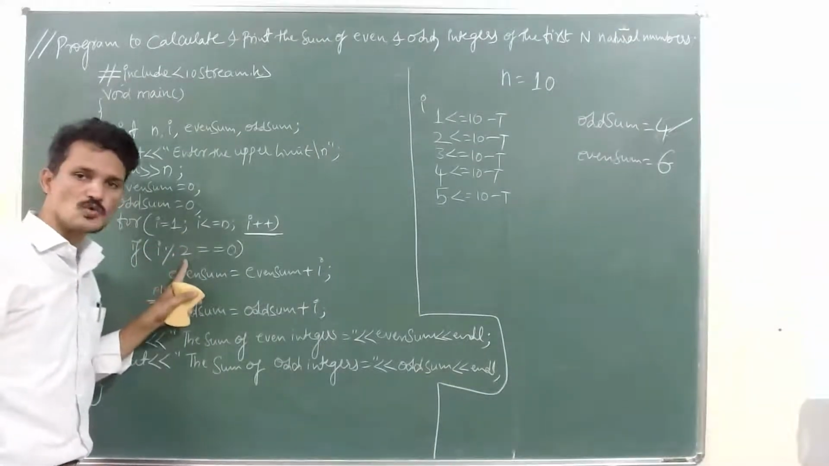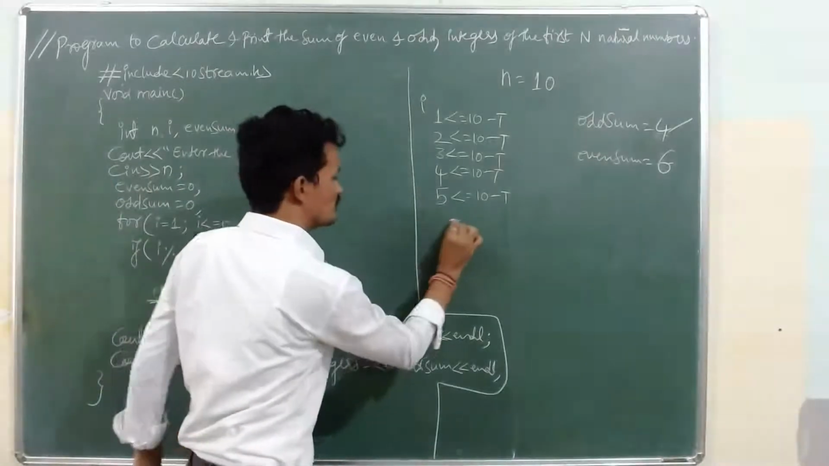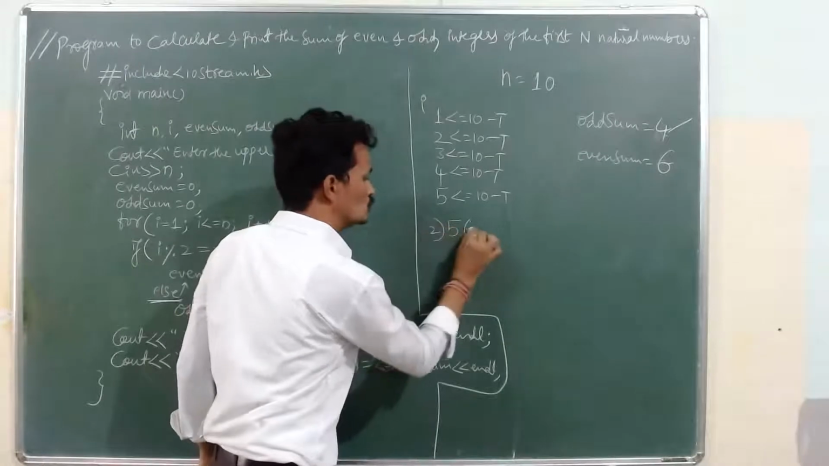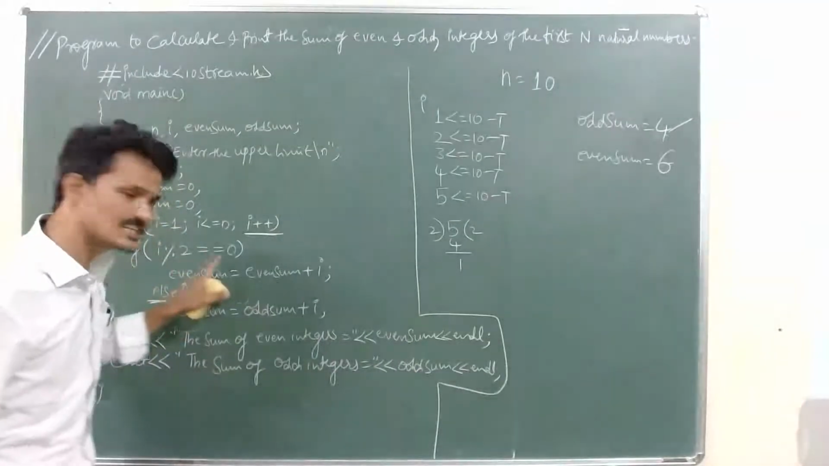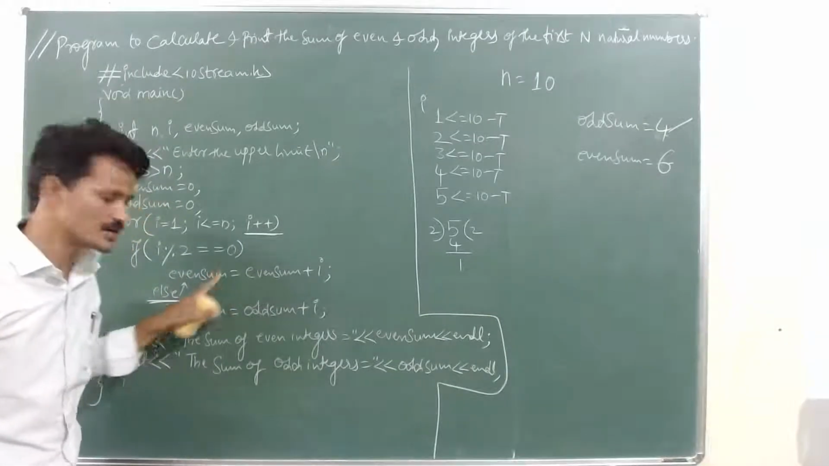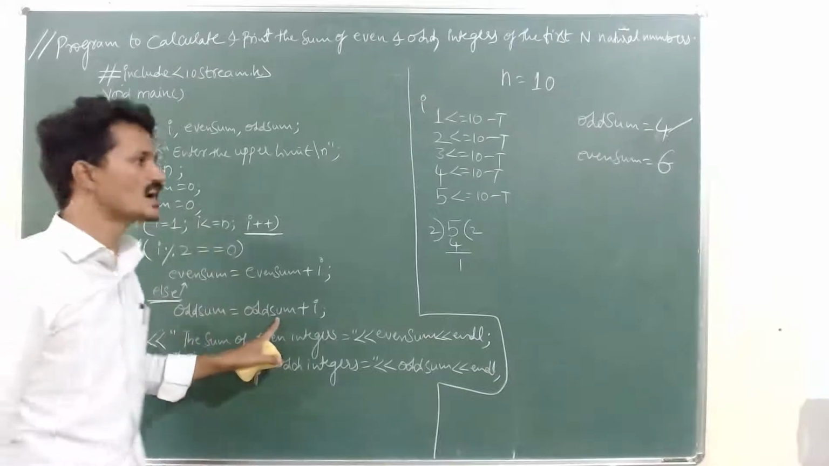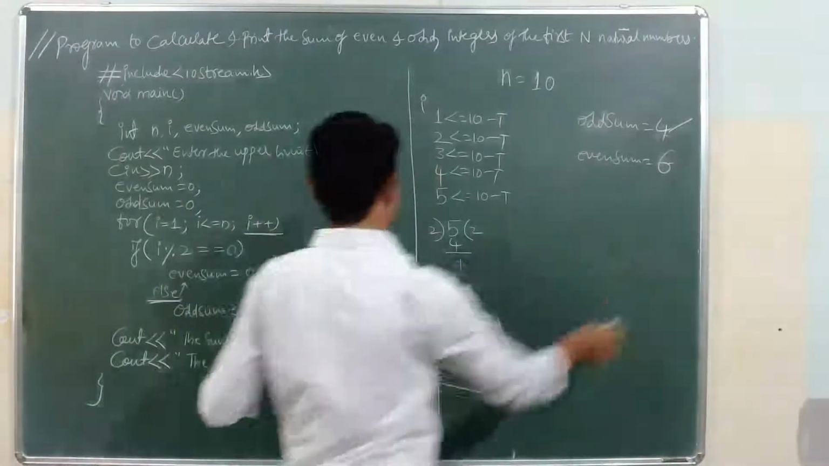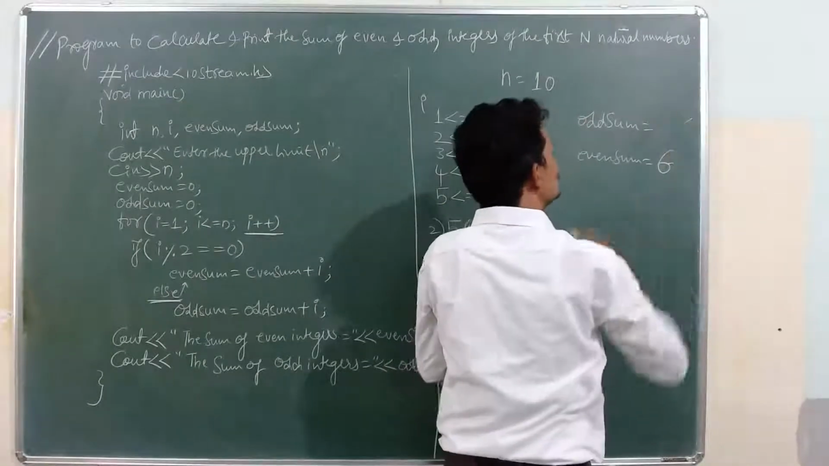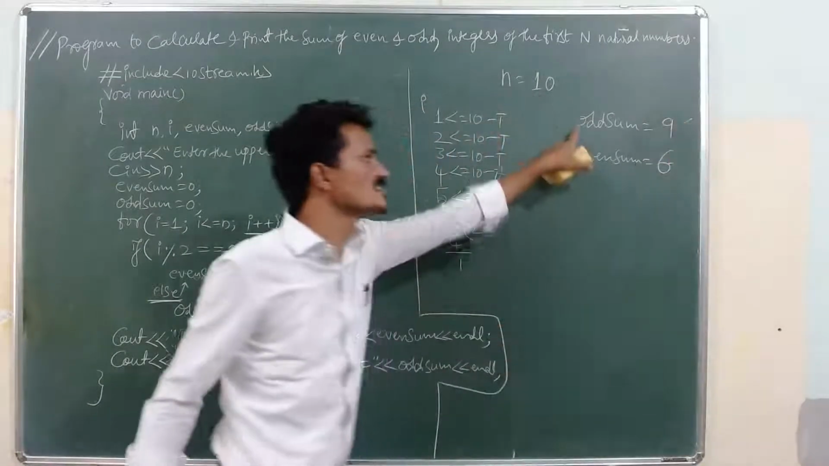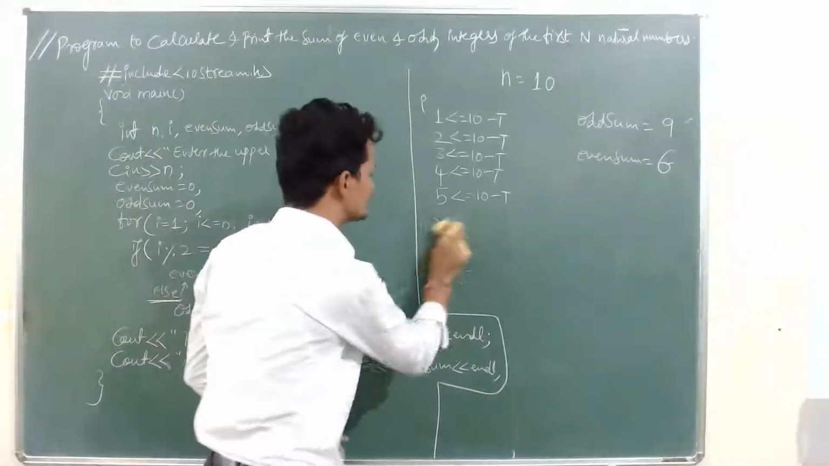If i mod 2, what is the value of i? i is 5. 2 2s are 4. Remainder is 1. 1 is equal to 0? Condition false. Condition false means I will execute the else part. Odd sum is equal to odd sum plus i. Odd sum is 4. i is 5. 4 plus 5 is 9. Okay, 9 is assigned to which variable? Odd sum.